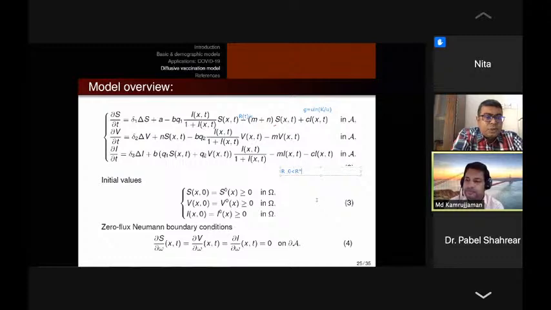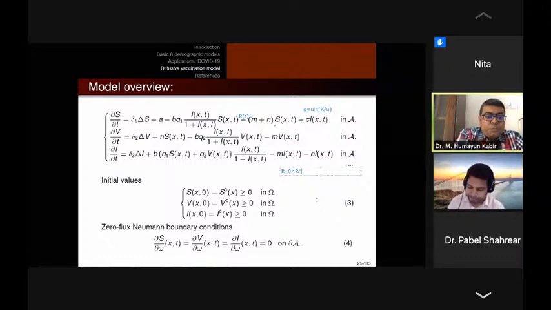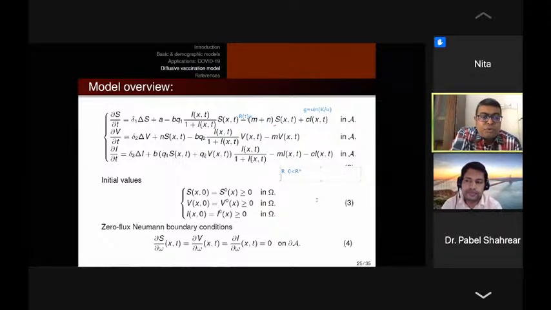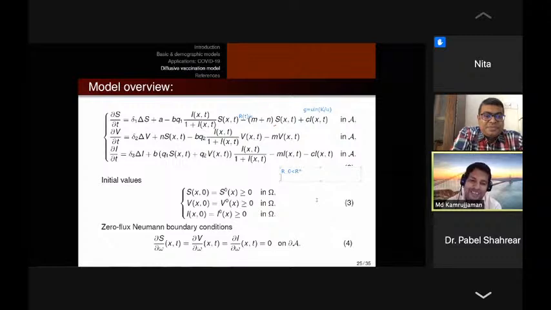Okay, the next question is, in a spatial model, can we use the next generation matrix method for finding the basic reproduction number? Actually, I used the basic next generation matrix to find the basic reproduction number for this study. But only for this model, I need one presentation actually. Yes, that I did in this study, the next generation matrix.